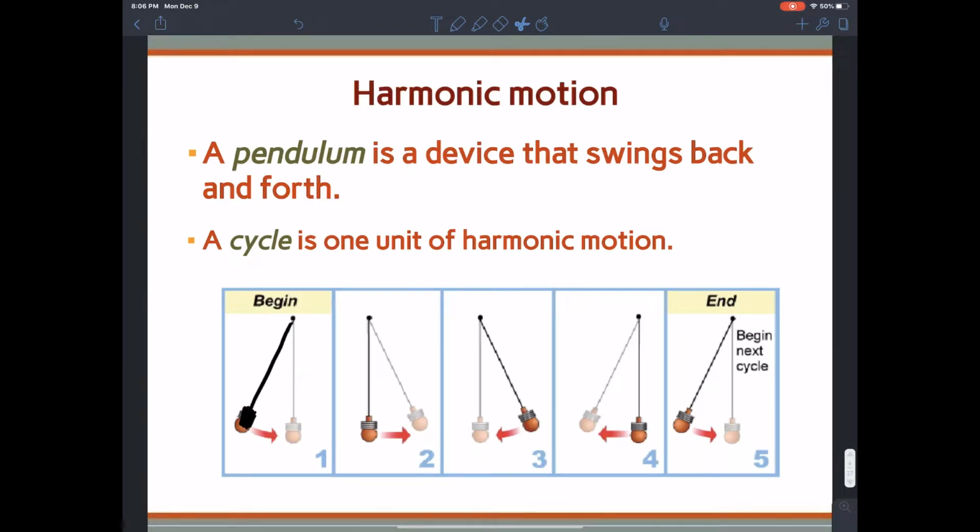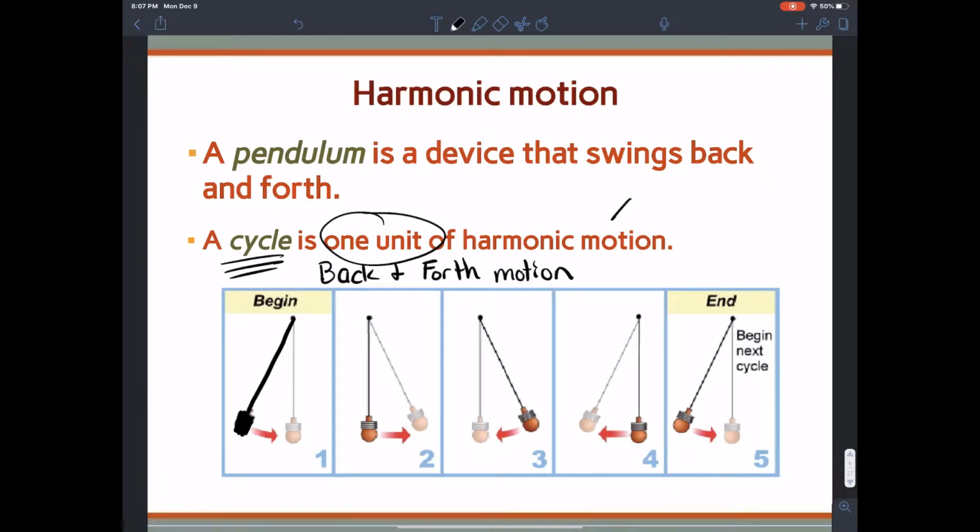Now, if we have one cycle, we're going to start right here on this side. If we start right here and that pendulum swings down and gets to the highest point on the opposite side and then swings back to the originating spot, we say that that has completed one cycle. All right, one cycle is one back and forth motion. So it's very important that you understand what a cycle is. It's just one single movement back and forth.